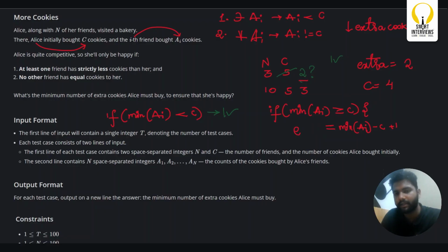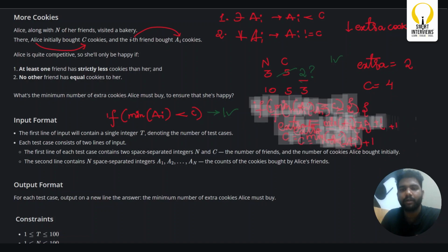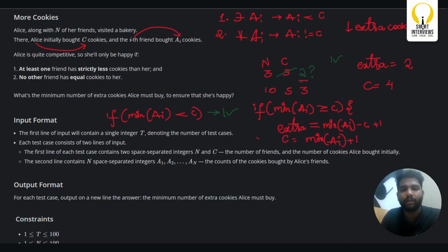Let me write extra here. And what is the current C now? Current C is 3 plus 1, 4, right? So simply minimum of A[i] plus 1. Now what happened to C? C is 4. So to satisfy the first condition, this can be the logic. Okay.